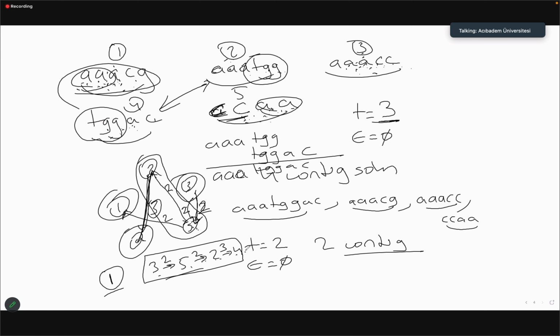That's the longest one. So you end up with, in the best solution, minimum 2 contig solution in this case. 1 is alone by itself. 3, 5, 2, 4. So 3 first, AAA, CC. And then 5, CCAA. And then 2, AAA, TG. And then TGG, sorry. And then TGG, AC. So when they come together, AAA, CC, AA, ATGGG, AC. This is 1 contig, and the second contig is 1 alone, AAACG.